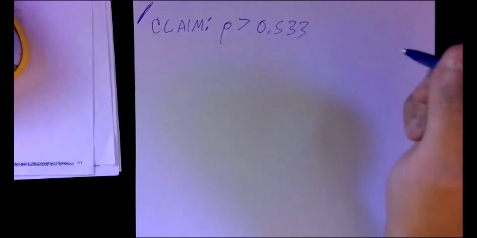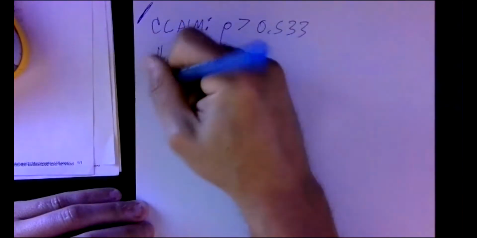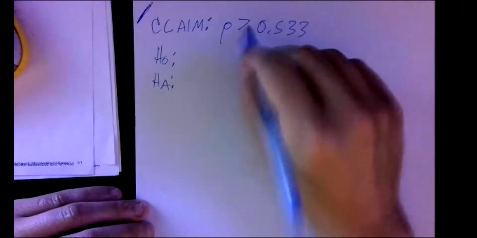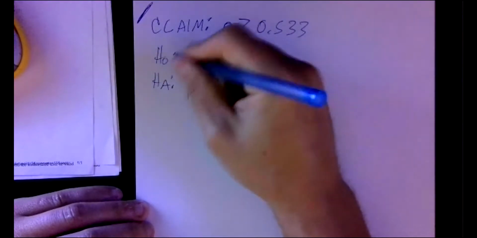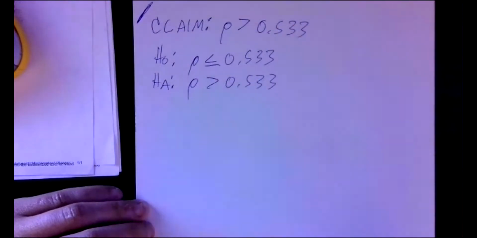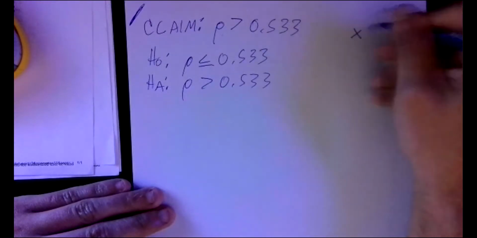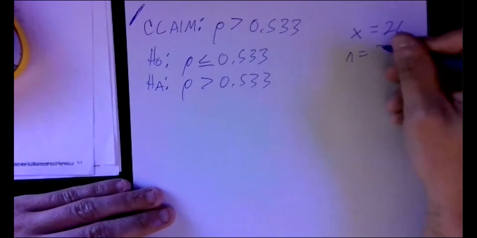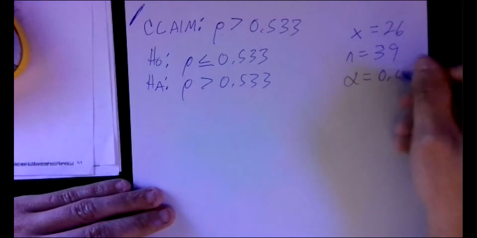Let's use the critical value method, and then we'll look at the p-value method. So, state the hypotheses. The claim does not contain equality, so we move it to the alternative. The null will be the complement or opposite. In this problem, we have x, the number of successes, is 26. N, the total number of free throws, is 39. Alpha is 0.05.